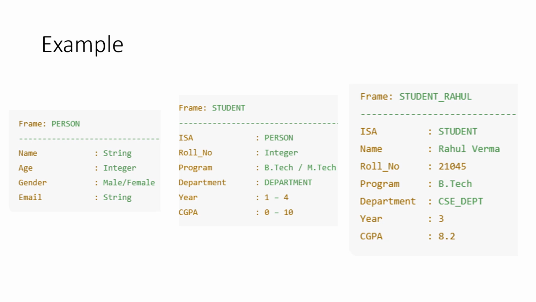So here the student is a subclass of person, and this student inherits the common properties such as name, age, gender, and email. So this reduces redundancy and improves organization.